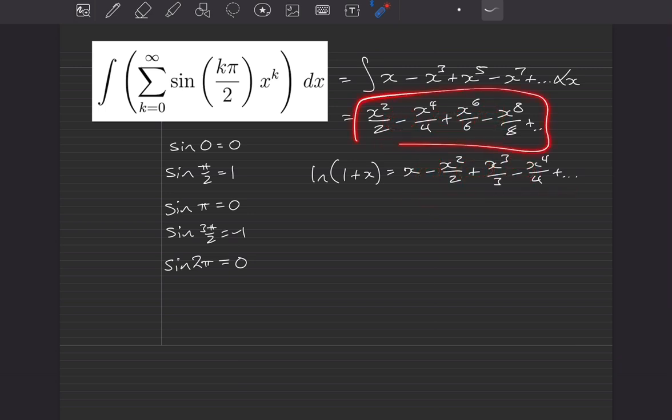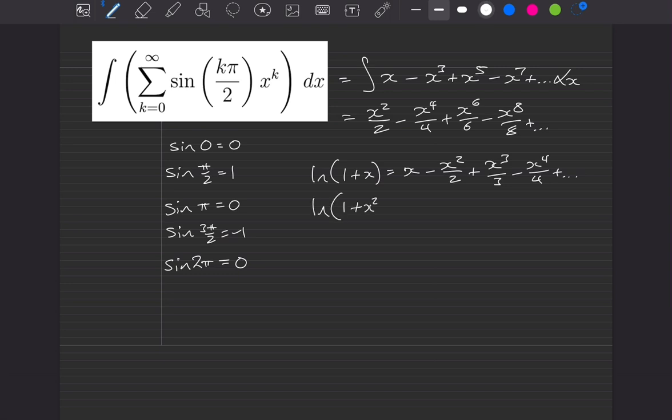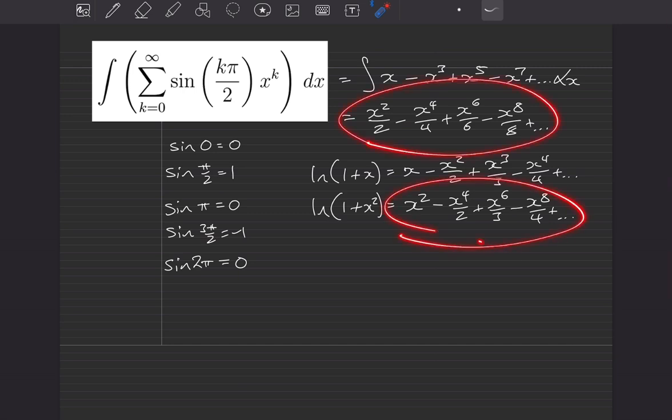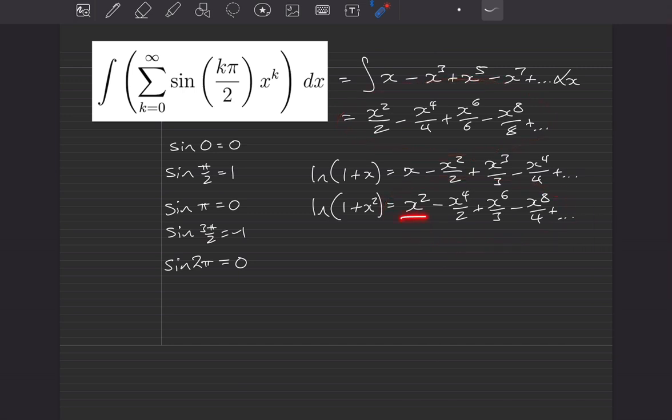We can see in the top one, we've only got the even powers. So instead of having just an x here, if we make that x squared, we'll have the natural log of 1 plus x squared. On the right-hand side, all of our x's will be squared as well. So we'll have x squared minus x to the 4 over 2 plus x to the 6 over 3 minus x to the 8 over 4, etc. And this now is very, very close to what we want. The only thing we need to do is divide by 2. So over 1 here will become over 2, over 2 becomes over 4, over 3 becomes over 6, etc.